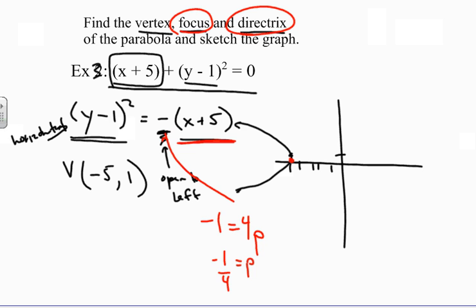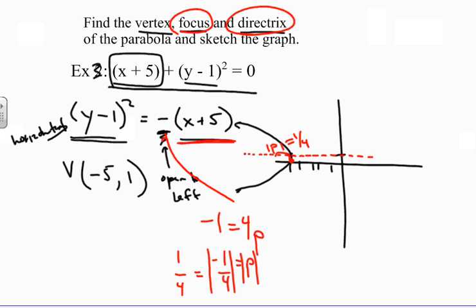Now the negative of the p-value tells us it's going to the left, but the absolute value of p is the distance from the vertex to the directrix and focus. So if you draw this axis of symmetry, the focus is always going to be inside the parabola, p units away. So from here, we're going to go p units away. How is it going to affect our point? In this case, it's going to be 1/4.